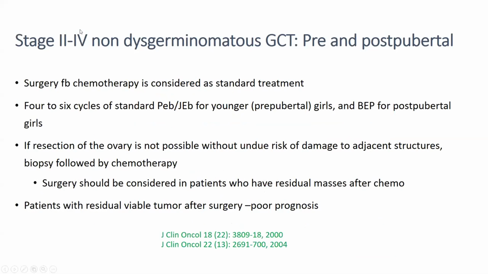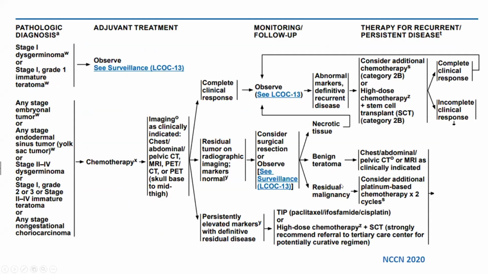Sometimes in stage 4 disease, if resection is not possible, then only a biopsy should be taken rather than debulking surgery. After biopsy, chemotherapy should be given. And if there is any residual disease after chemotherapy, it should be resected. But any residual disease after chemotherapy indicates poor prognosis.